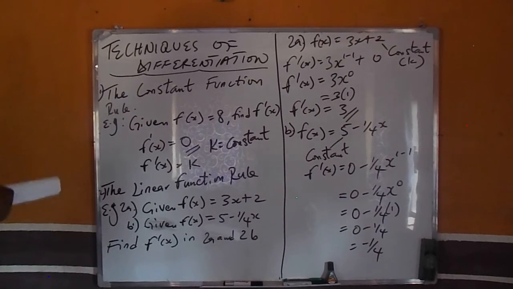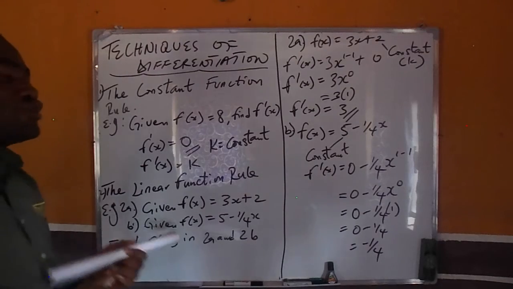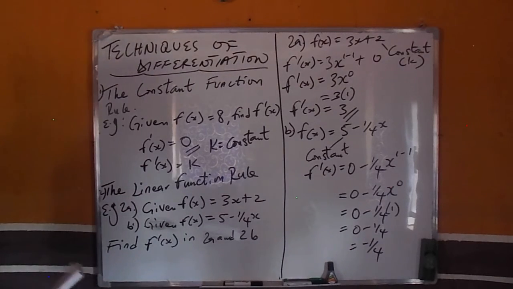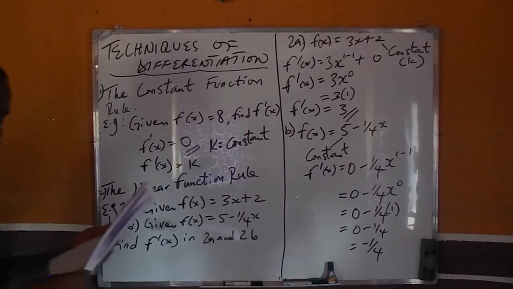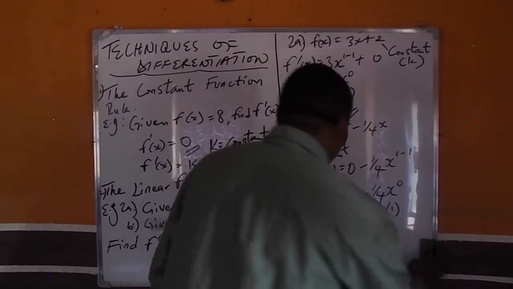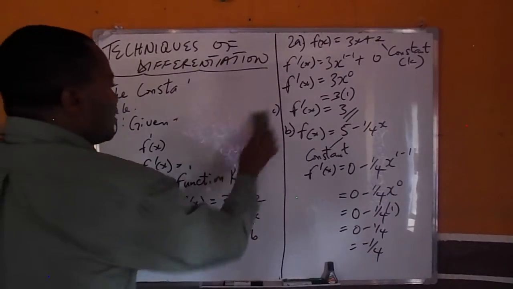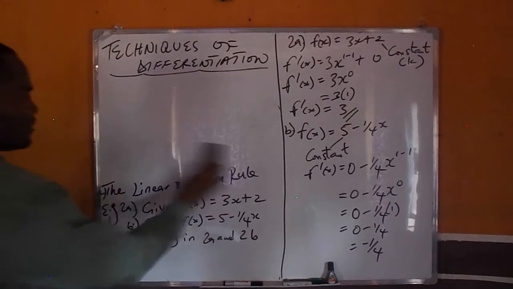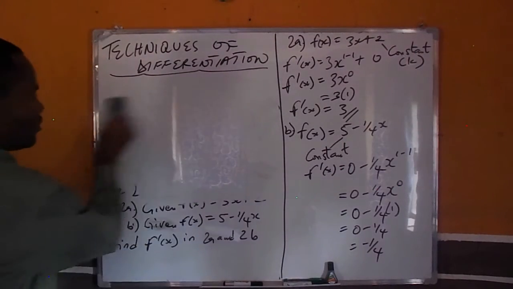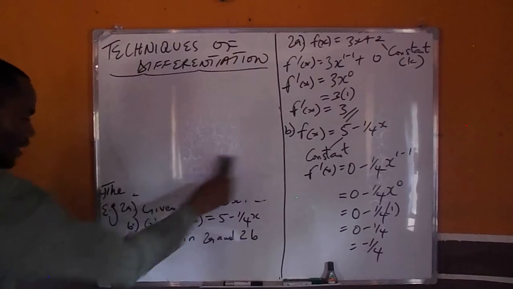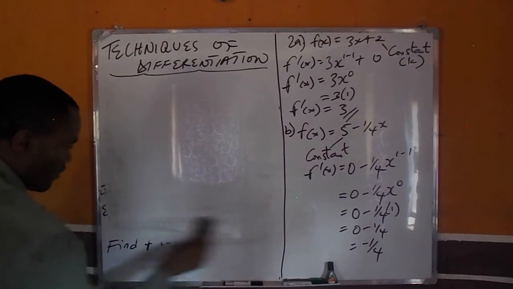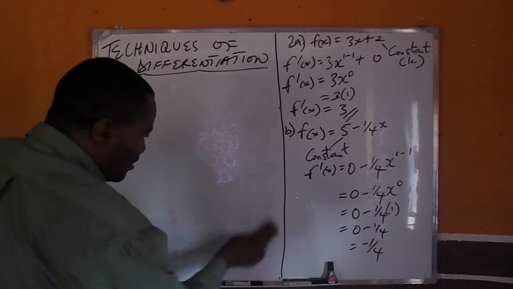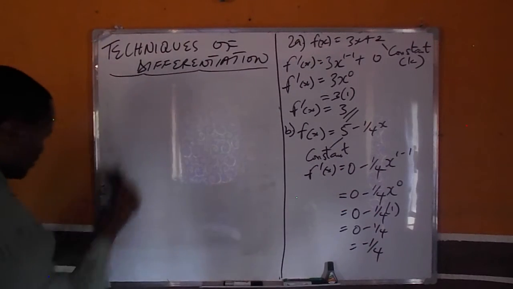Now, we have our answer there under the linear function rule. This is how we solve questions under the linear function rule. We move to the power function rule. How do we solve questions under power function rules?